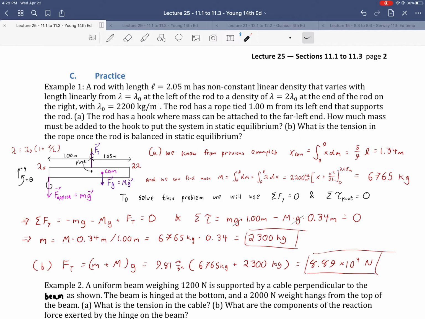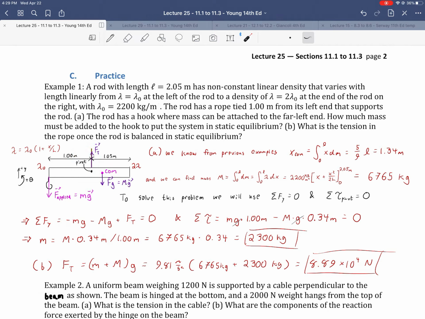Okay, so that's what we're going to do. All right, so then, again, I'm only interested in the y direction. So in the y direction, I've got gravitational force, that's this one, pointing down. I've got the attached mass. I suppose this is the mg, little m for the attached mass of the hook, and then the mass of the rod, big M times g. Okay, and their location doesn't matter because we're just dealing with forces, not torques. And then I got the tension pointing up.